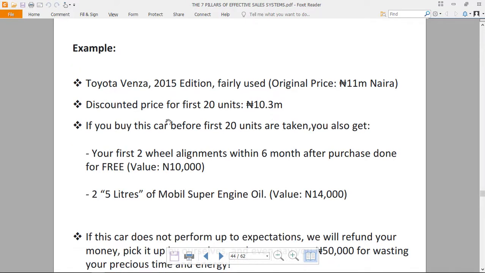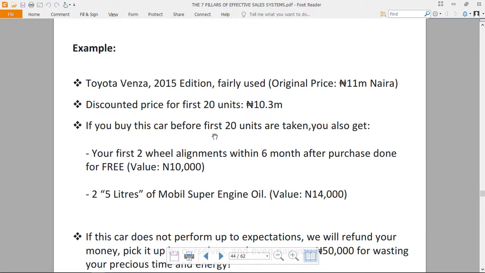Then I tell them, if you buy this car, if you notice, in this element 2, I already have not just the discount, I'm already introducing scarcity. First 20 units. Now, scarcity doesn't always have to deal with deadlines. It could also be availability of stock. Very important. So it could work two ways. Either you are introducing scarcity by using a deadline, or you're introducing scarcity by using stock. Hope you understand.